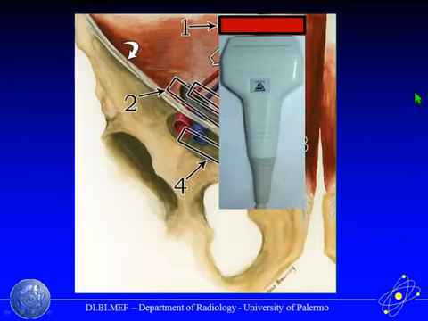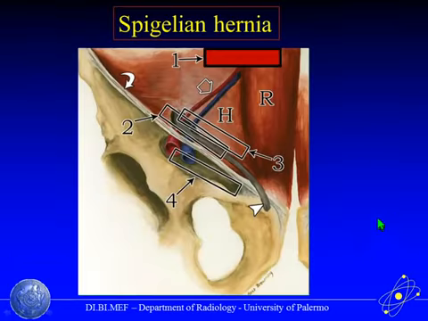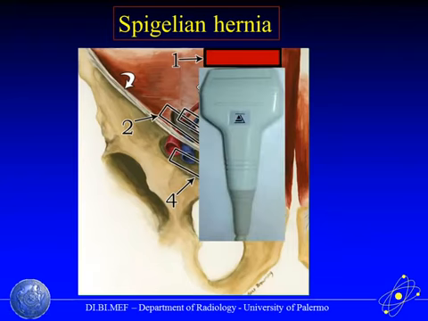This is the position in which we put our probe, and this is the image that we have, a transverse scan. These are the fibers of the rectus abdominis muscle, and these are the inferior epigastric vessels. We can, of course, use color Doppler modules in order to better visualize the inferior epigastric vessels. This is a typical location where Spigelian hernia occurs. So this is a quite good position for evaluating a Spigelian hernia.